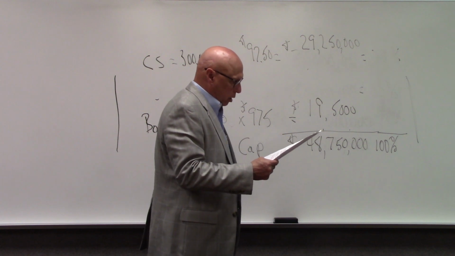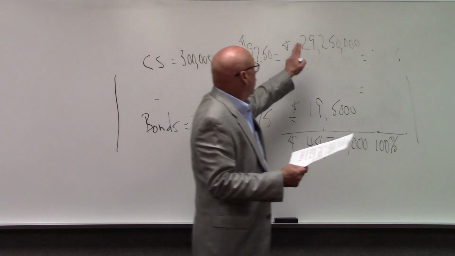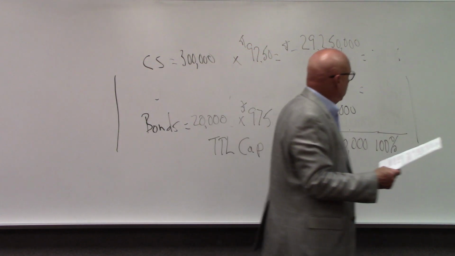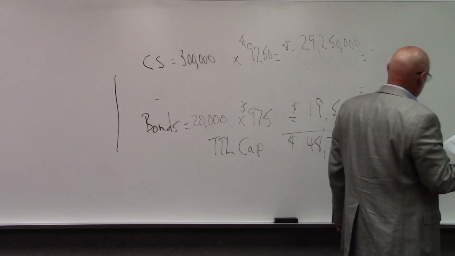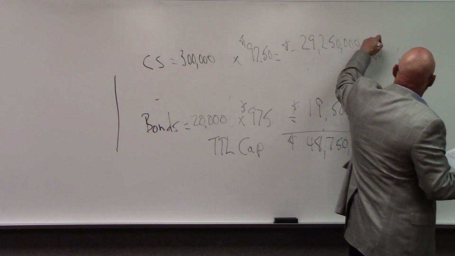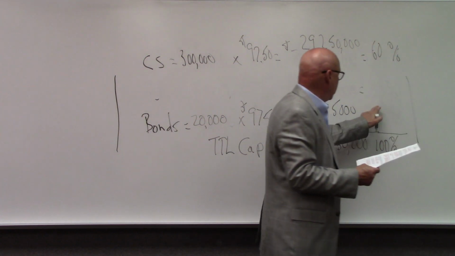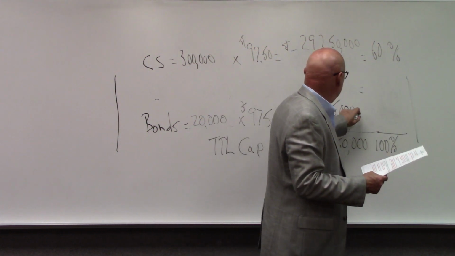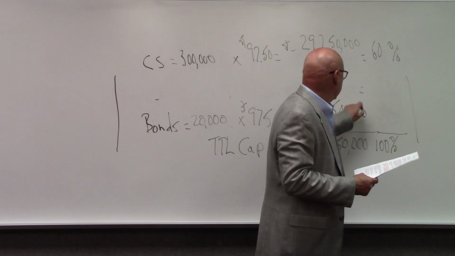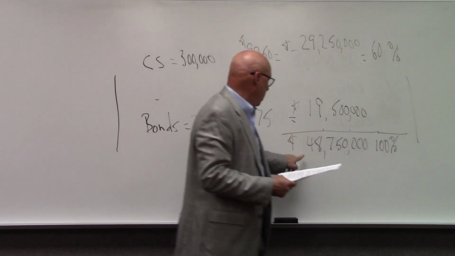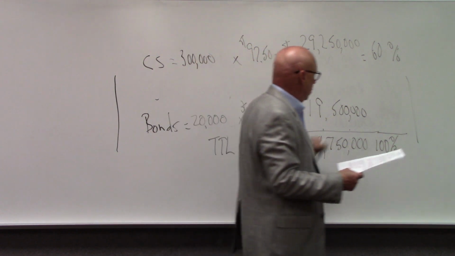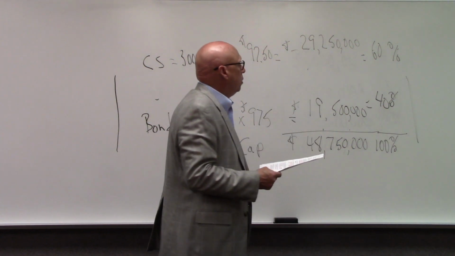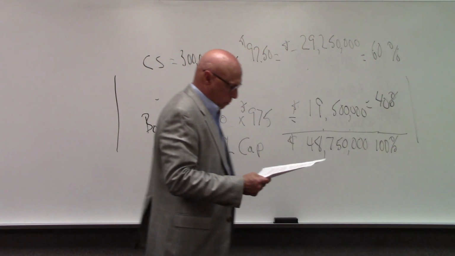What percentage of their total capital is each form? 29,250,000 divided into 48,750,000 is 60%. Which means this has to be 40%, but let's go ahead and do the calculation. 19,500,000 divided into 48,750,000, in fact, is 40%. Okay? 60 plus 40 equals 100.